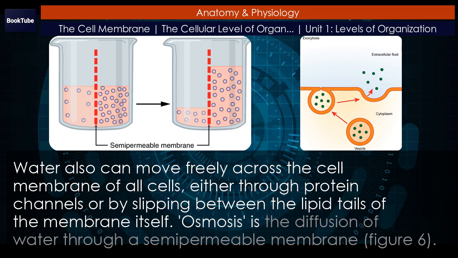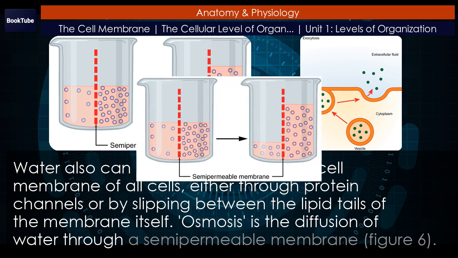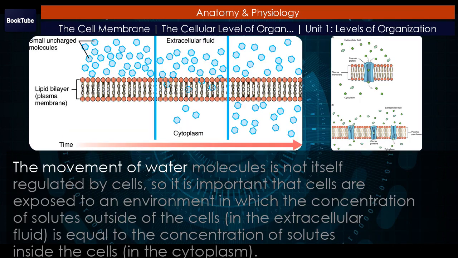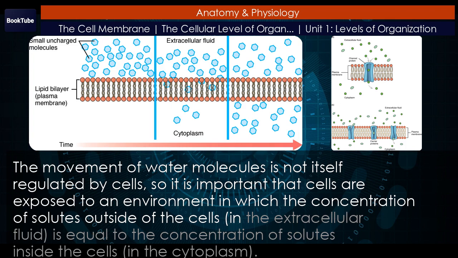Osmosis is the diffusion of water through a semi-permeable membrane. Figure 6. The movement of water molecules is not itself regulated by cells, so it is important that cells are exposed to an environment in which the concentration of solutes outside of the cells, in the extracellular fluid, is equal to the concentration of solutes inside the cells.